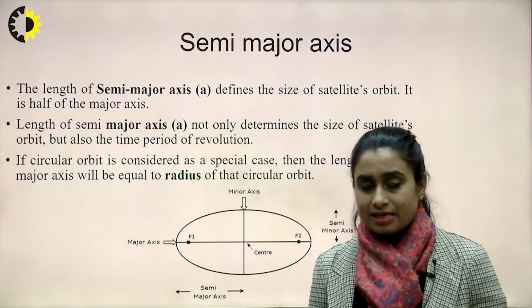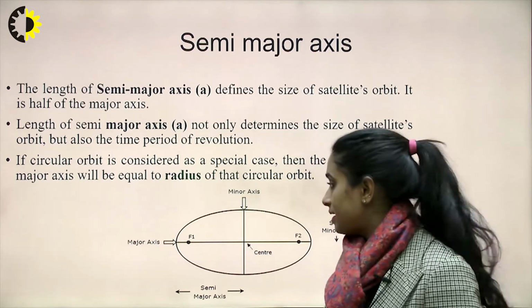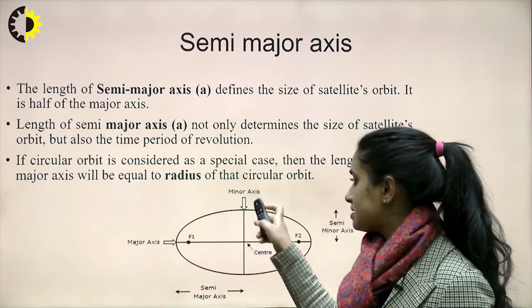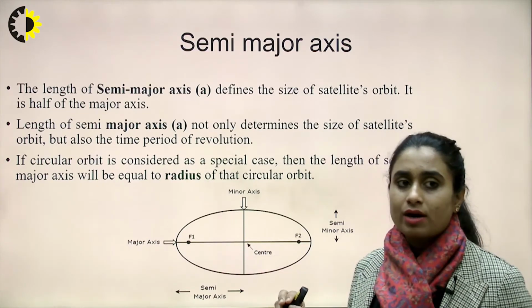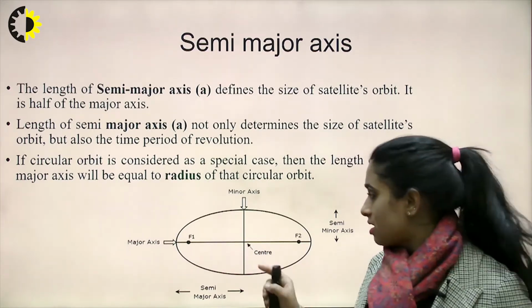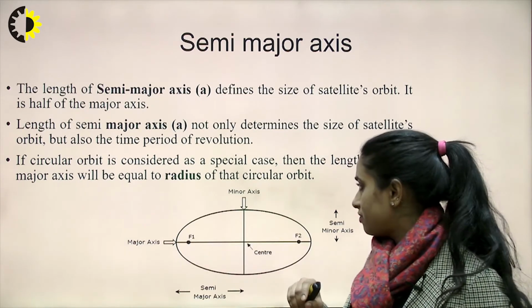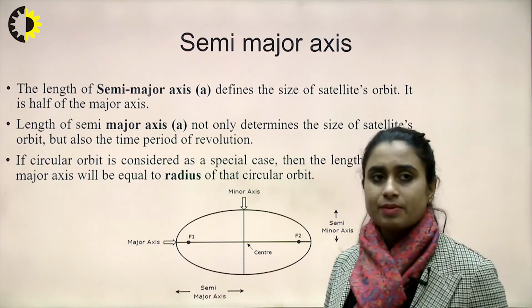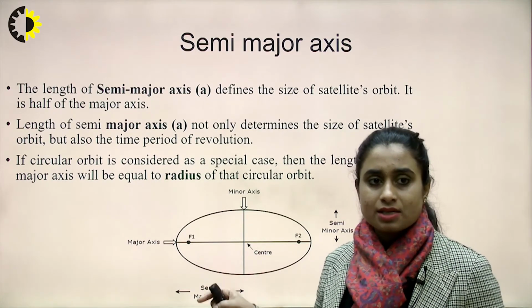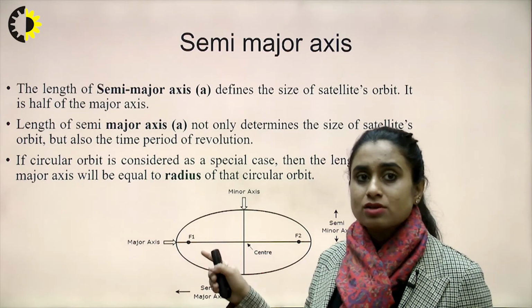What is the semi-major axis? We know that the path of a satellite is elliptical around Earth, right? So an ellipse has 2 axes, the minor axis and the major axis. Half of the major axis is called the semi-major axis. We know an ellipse has 2 foci. These are named F1 and F2, focus 1 and focus 2. This is the center. So this half portion is called the semi-major axis. This is written as small a. The length of the semi-major axis, small a, defines the size of the satellite's orbit.